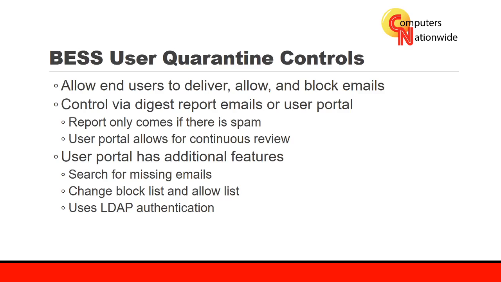So, what are user quarantine controls? What ability do you have as an end user to adjust and change settings related to spam? Well, the service that's allowed to you gives you an ability to either deliver, allow, or block emails. You have that ability to control those settings via a digest report that's emailed to you, or via the user portal, which is an on-demand system.